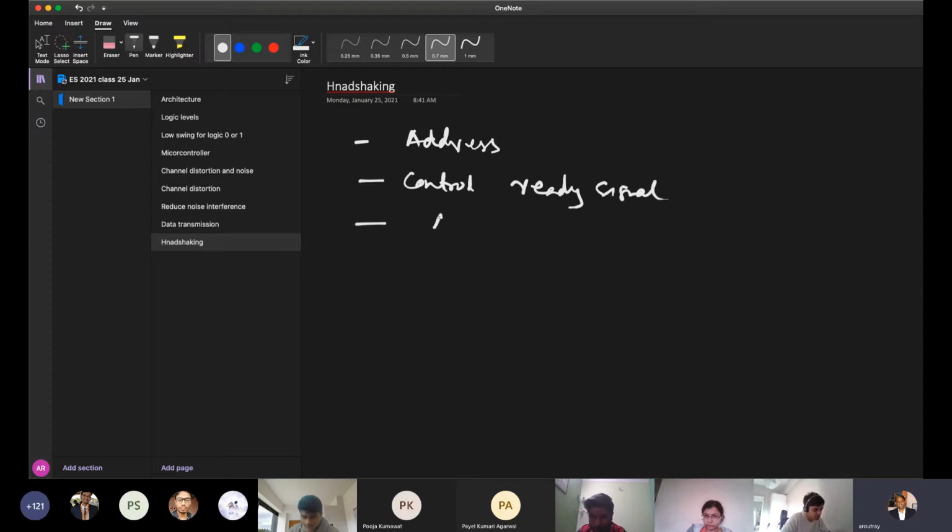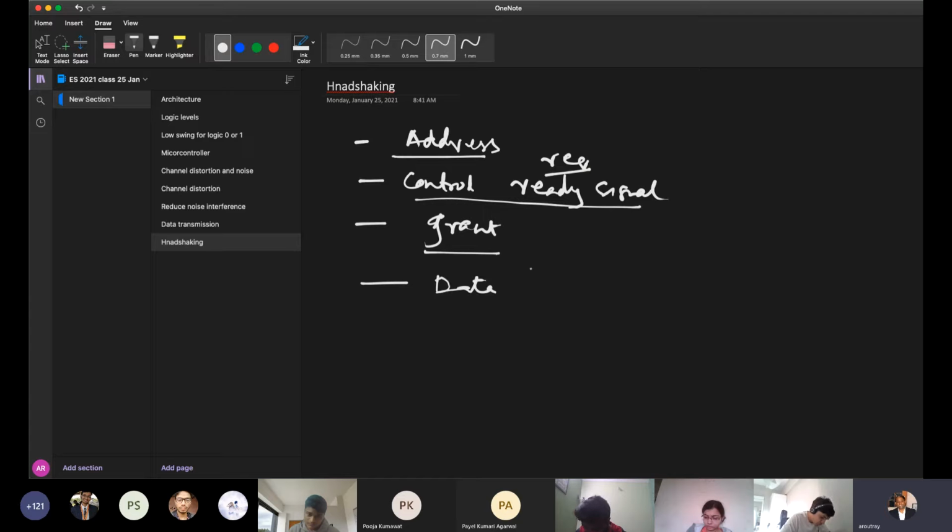Then the acknowledgement or ready signal comes back, that is grant. Ready, or request: you can write. So the addressing goes, then a request signal goes, then a grant signal comes, then data either gets written or read, depending on your requirement, depending on the control. Then again there is an acknowledgement. So there are many aspects.